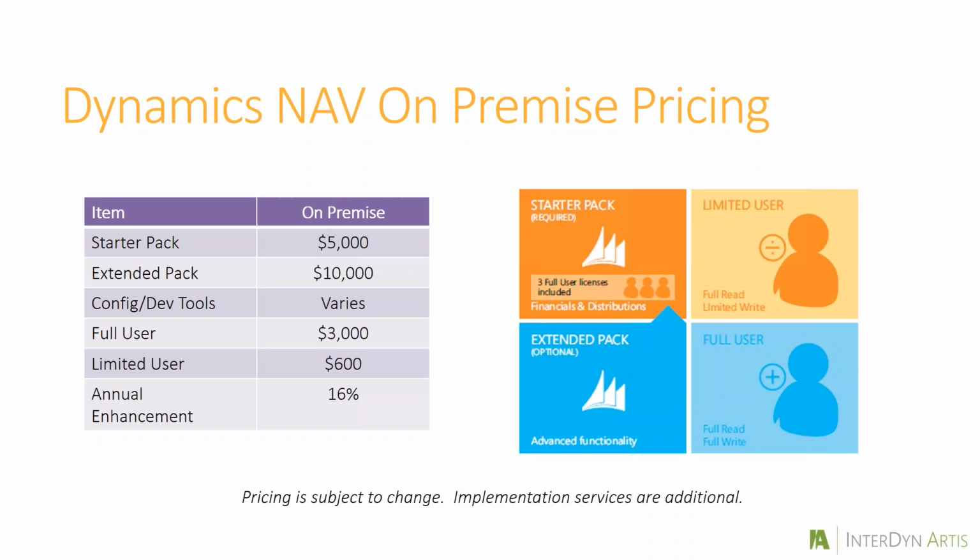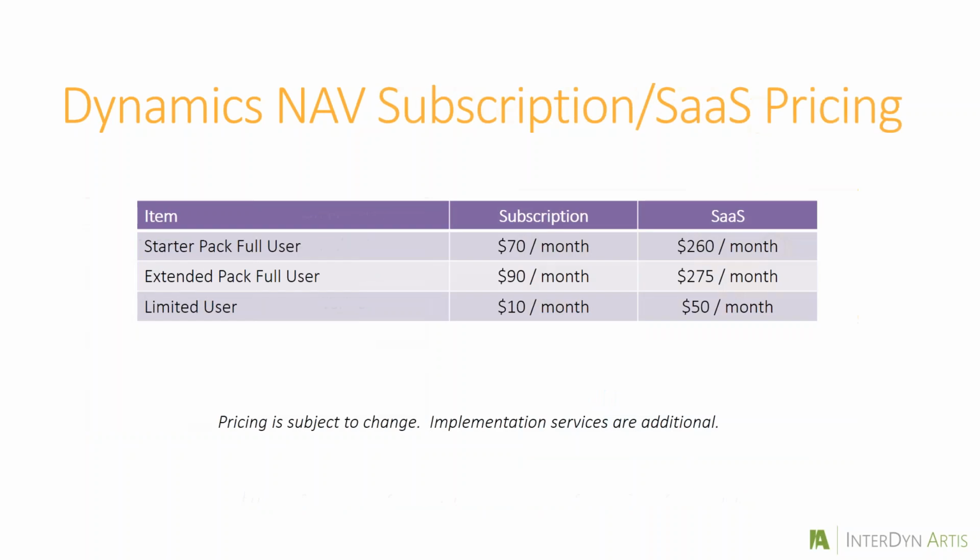Now, implementation services, that's additional. A good rule of thumb is a 1-to-1 ratio with what you're paying for the software licenses for the implementation services. With NAV, sometimes it's 1-to-1, sometimes it's 2-to-1. It all depends on the number of users and the complexity of everything you want to set up.